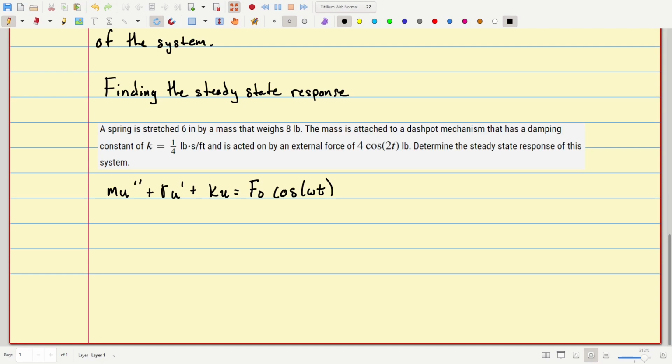I have a couple of things to figure out. We need to figure out our mass value. We're told that the weight is 8 pounds. We will use 32 feet per second squared as our approximation for the acceleration due to gravity. And 1/4 pound-seconds squared per foot is the unit for slugs, which is the mass unit in the imperial system.